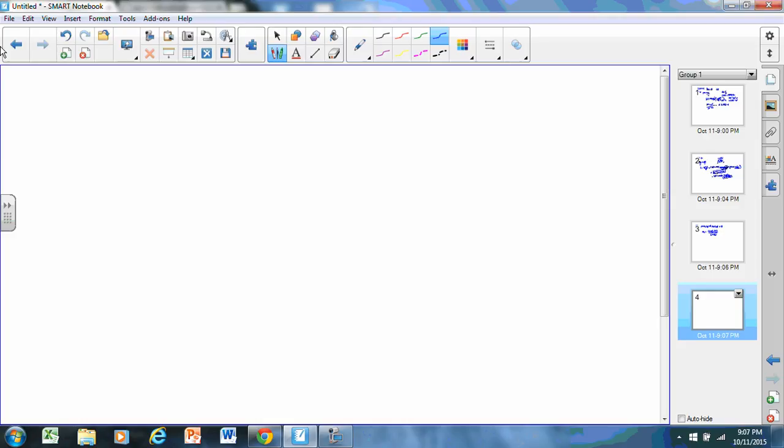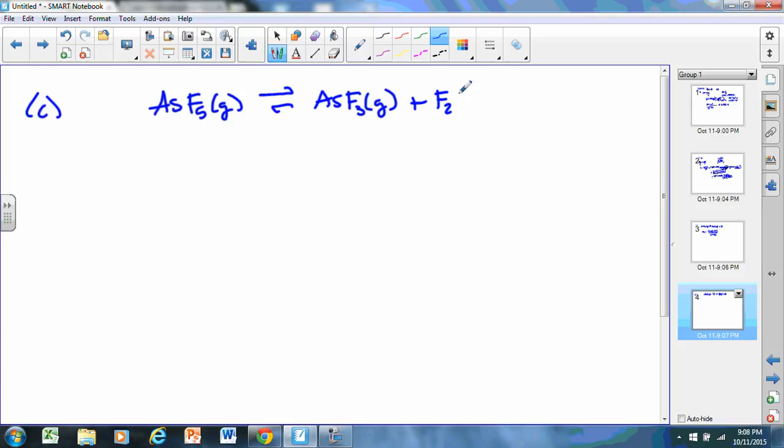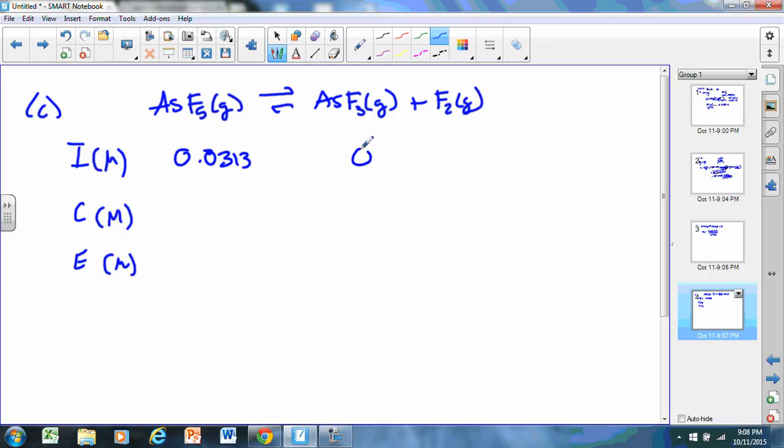Again, I don't think that you need to do an ICE chart, but I love ICE charts, so I'm going to go nice and slow. AsF5 goes to AsF3 plus F2 gas, and then ICE. Because this is a concentration, this is a molarity, not an atmosphere. The thing that's really cool about this problem is we just solved for this in part A, so we know the initial concentration of this is 0.0313, and this is 0, and this is 0.